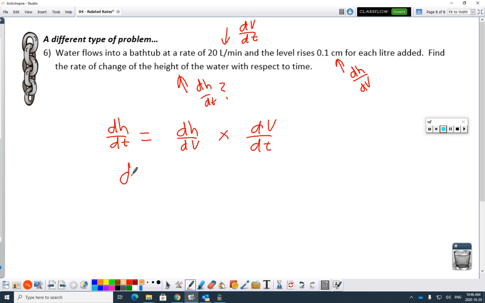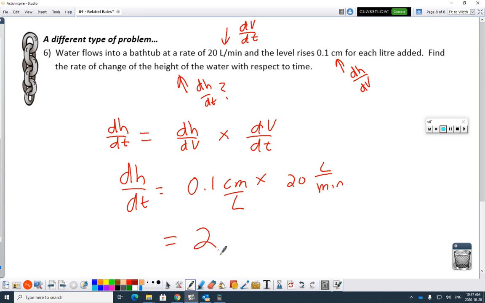Then dH/dt, get this, the change in height with respect to time, is the change in height with respect to volume, which is 0.1 centimeters, multiplied by the change in volume with respect to time. Oh, wait a minute. Let me write down the units to really tie together what Brad said. 0.1 centimeters per liter. And if you didn't understand it a minute ago, the units might help you. This is 0.1 centimeters per liter times 20 liters per minute. I'm going to multiply these together and get a 2.